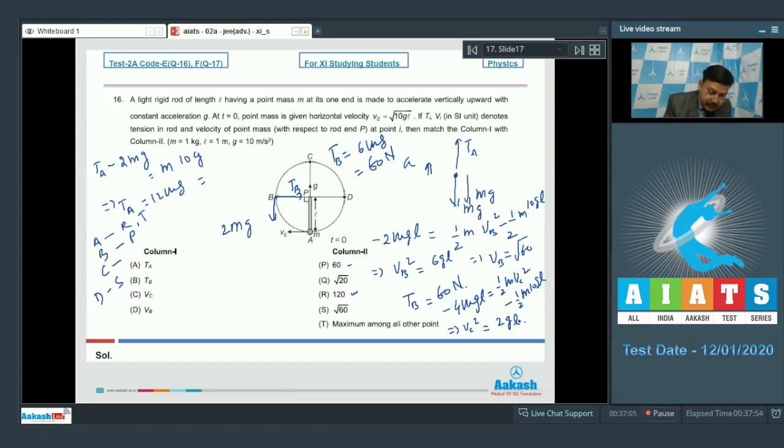That means C matches with Q, and well, only A will match with T, others will not match. So that means this is our answer. Our answer should be then A matches with R and T, B matches with P, C matches with Q, and D matches with S. Let's now go to the next question.